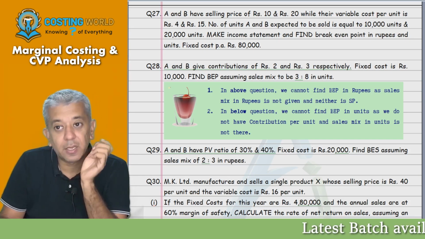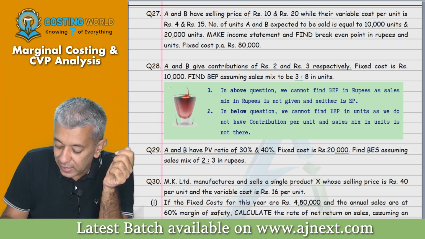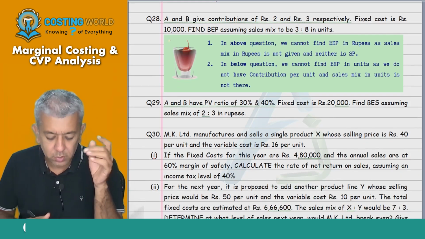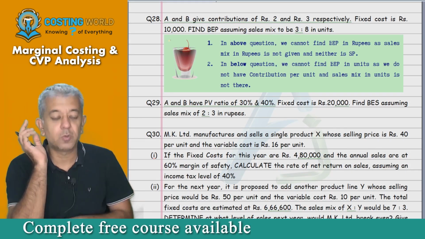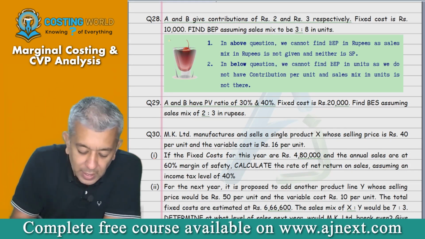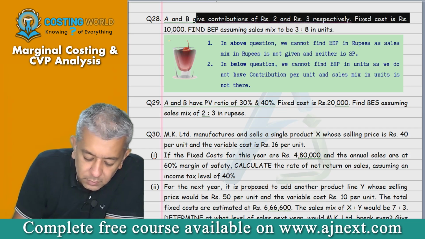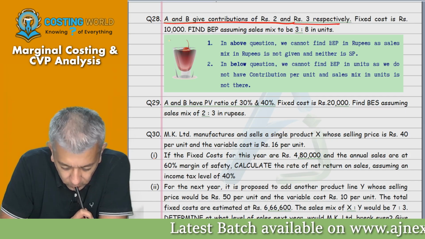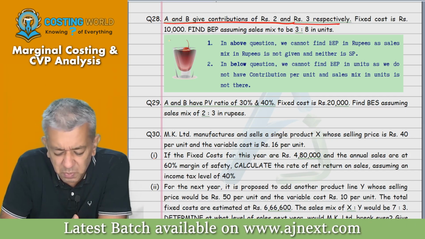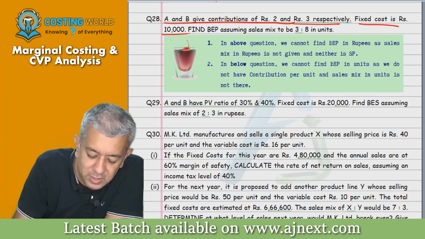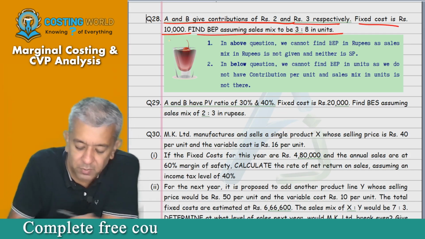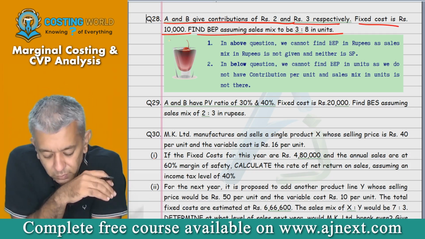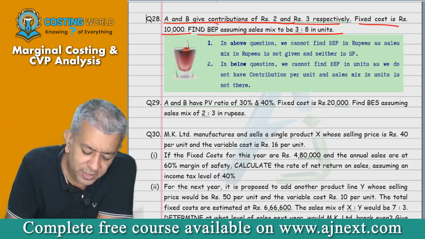Now, 28 and 29 are again slightly connected, but our work is very less in all these questions. Listen, question number 28. A and B give contribution of 2 and 3 respectively. I think it must be contribution per unit only here. Fixed cost is 10,000. Find break-even point assuming sales mix to be 3:8 in units. Now, we just have to find out the break-even point.